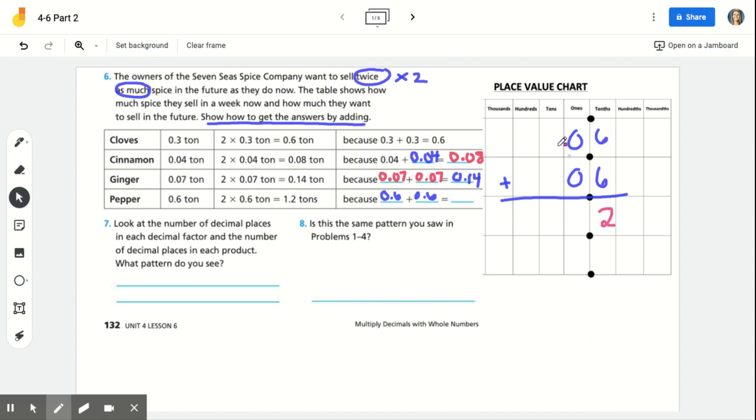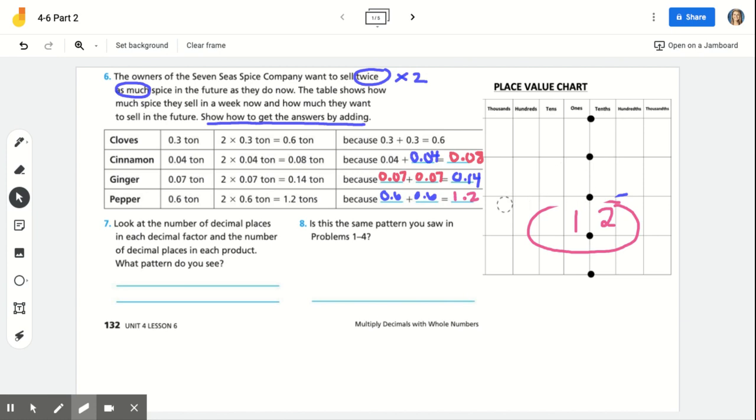6 plus 6 is 12, which gives us 1 2/10. And again, your answer is over here as well. 1 2/10 tons. All right, you can erase your whiteboard and take a look at these.